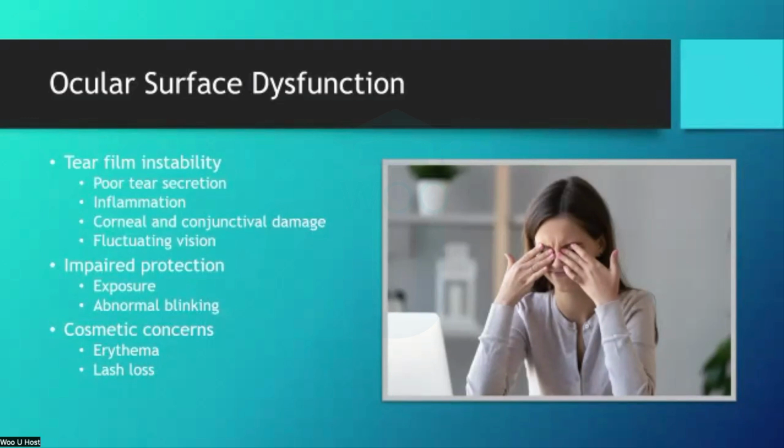And then again, with the lids, when you have that lid laxity, you're going to have impaired protection. You're going to get exposure of the cornea. You're going to get abnormal blinking, which is again going to impair your meibum secretion. And then again, there are the cosmetic concerns that we've talked about today. You get redness, you're going to get eyelash loss. And I have a lot of patients, and what does this do? This drives them to try things like those growth serums that have the prostaglandins, and then they just get stuck in this loop. So we really want to try to address the root cause of these problems.